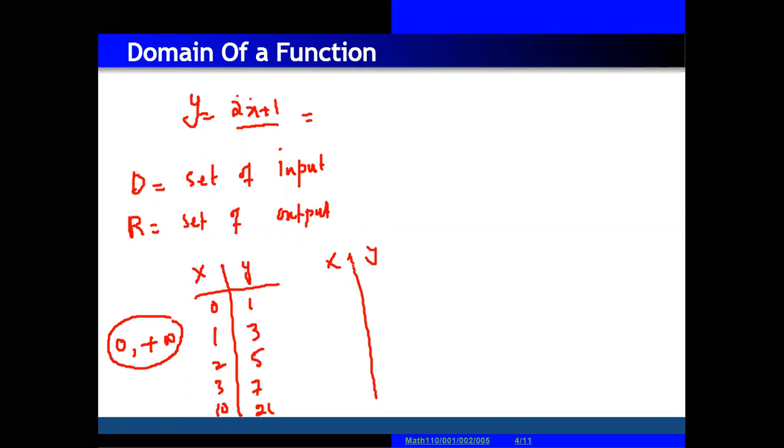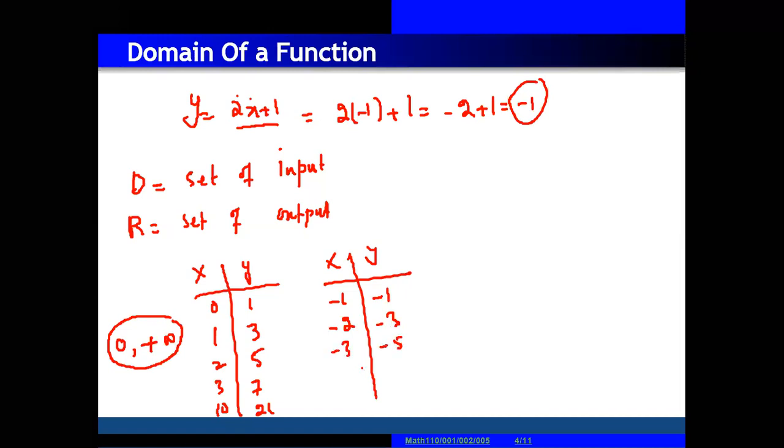But the same way, we can give negative values. If you give minus 1, we have 2 times minus 1 plus 1 equals what? Minus 2 plus 1 equals minus 1. Result is also minus 1. If you give x equal to minus 2, the result will be minus 3. When x is minus 3, minus 5. When x is minus 4, minus 7. And if you give, for example, x equal to minus 10, 2 multiplied by minus 10 plus 1 means minus 20 plus 1 equals what? Minus 19.